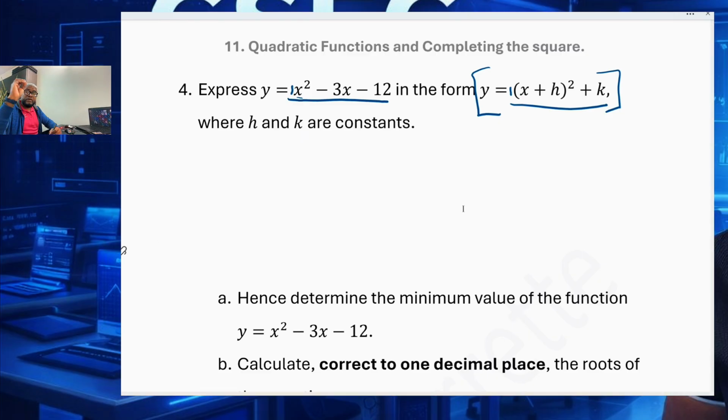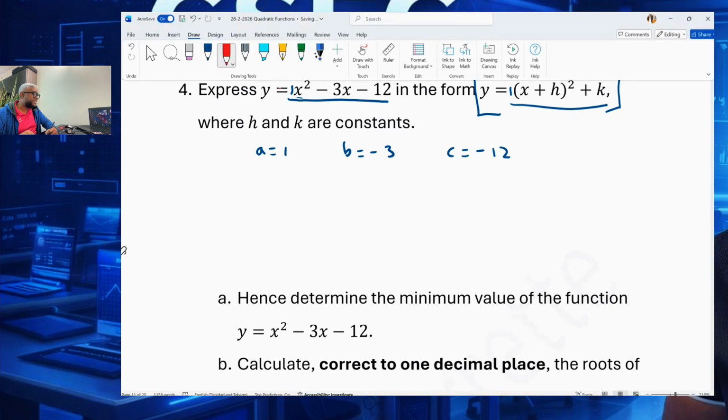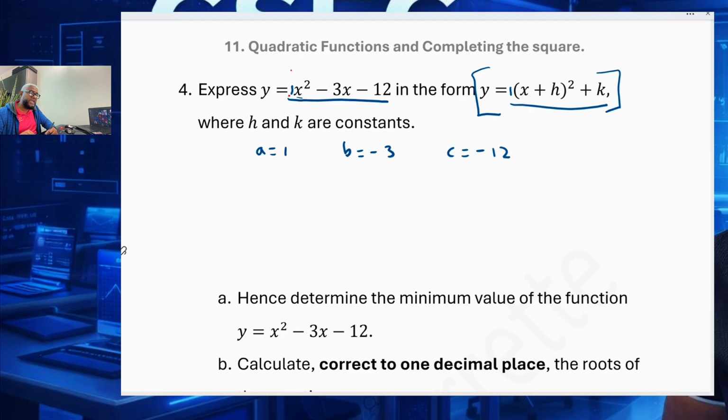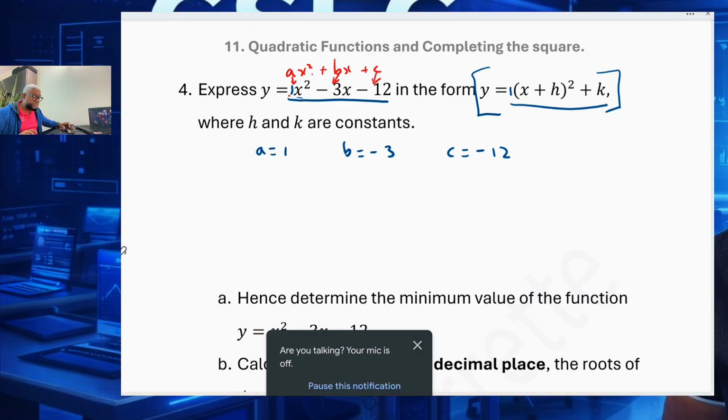So I have formulas for h and k. Actually, first, let me write what a is. A is equal to 1, b is equal to negative 3, and c is equal to negative 12, right? Where did I get these things from? I got it from the fact that this is a quadratic in the form ax squared plus bx plus c. All it means here is that b would be negative 3, c would be negative 12, and a would be 1, which is understood in front of my x squared there, right?